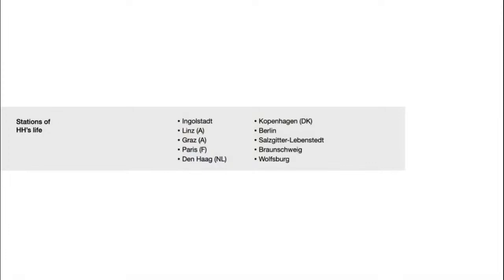The stations of his life: he was born in Ingolstadt in 1906, grew up in Linz, Austria, and then moved to Graz for a while to study architecture. In 1928, he moved to Paris to become a painter and attended the Académie Moderne of Fernand Léger. He stayed about 3 years in Paris. After that, he moved to Den Haag, where he met his first wife. They married and eventually moved to Copenhagen in Denmark. In 1936, he came back to Germany.